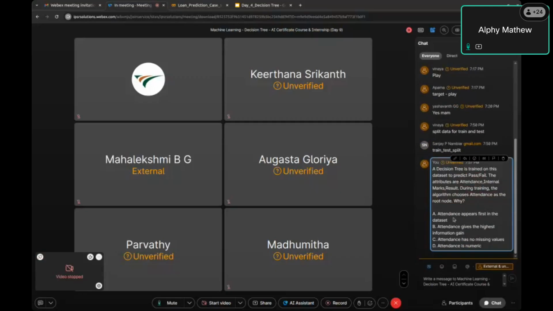Options. Option A, the attendance column appears first in the dataset. Option B, the attendance column gives the highest information gain. Option C, attendance has no missing values. Option D, the attendance column is numeric. Why did the attendance column become the root node?